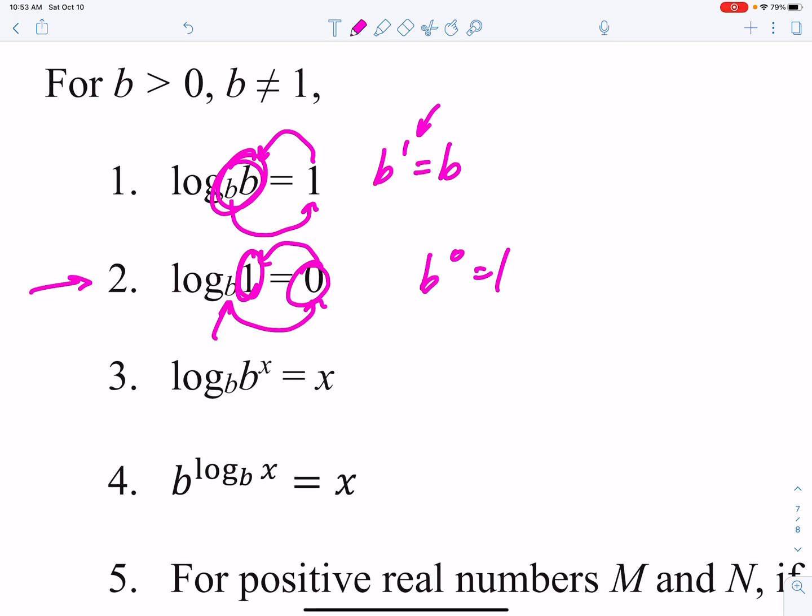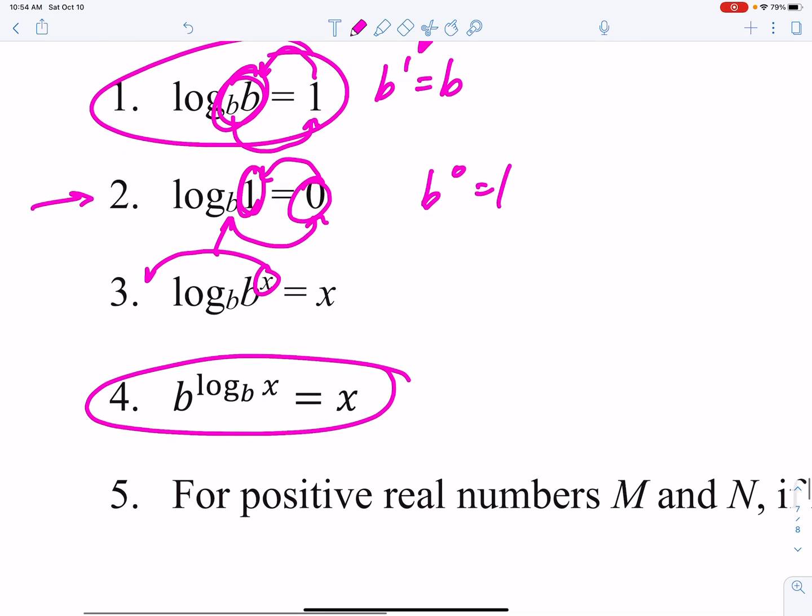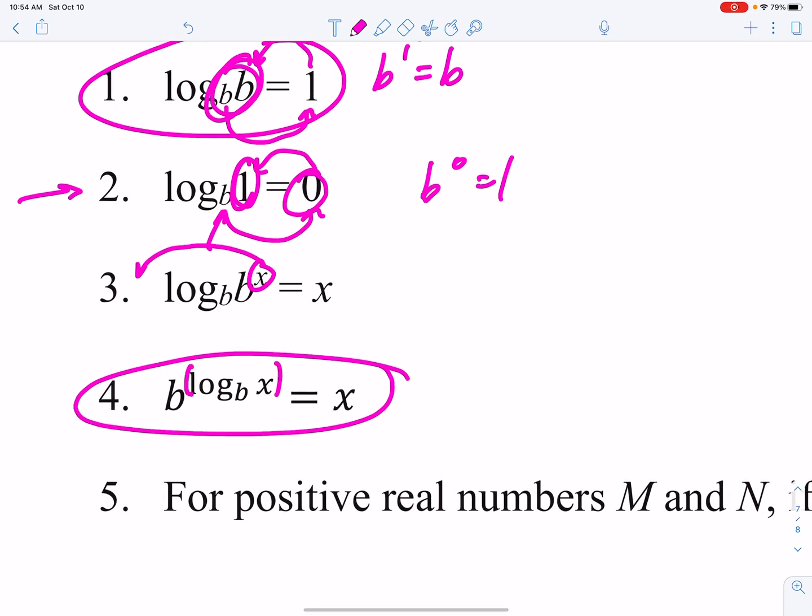Next property, log base b of b to the x power just equals plain old x. That's because we're allowed to take exponents to the front as multiplication, and then we would use rule 1 to see it would be x times 1. Property 4 is not used very often, but it's handy when it's given. B to the power of log base b of x equals x as well.